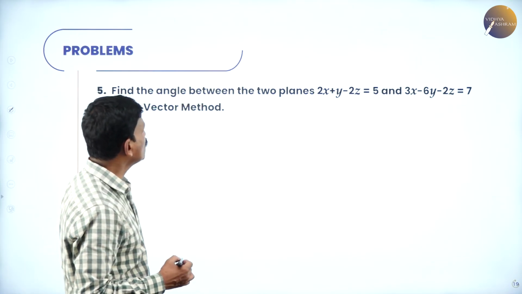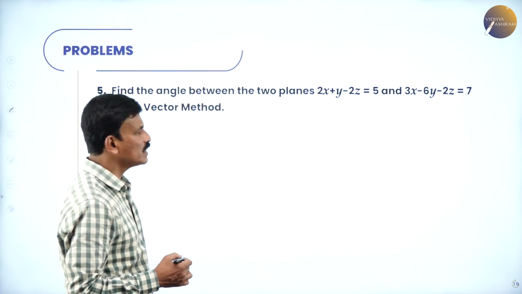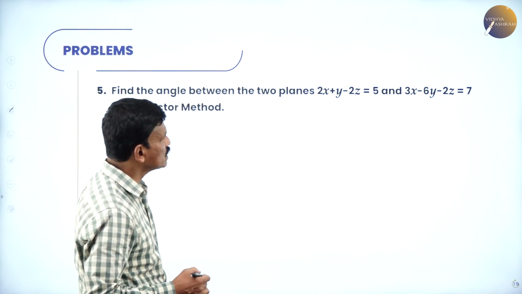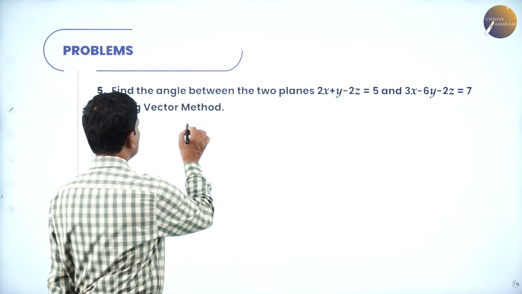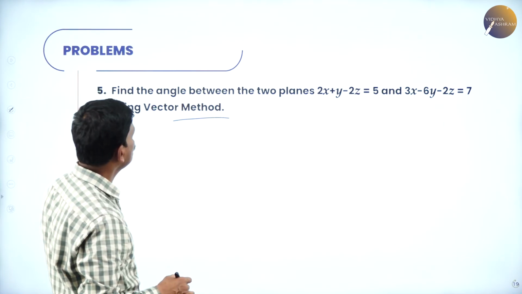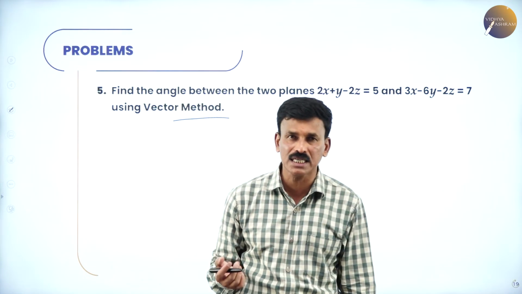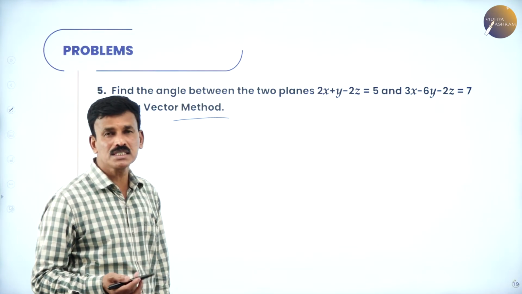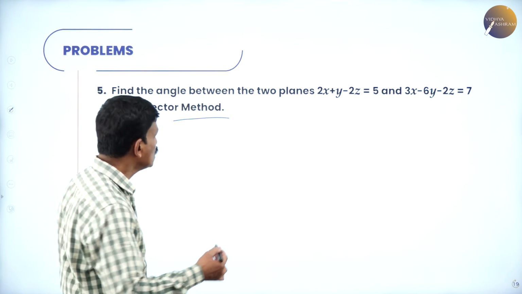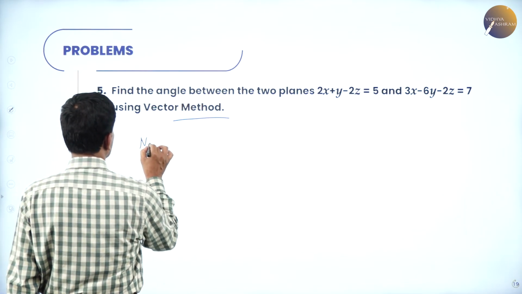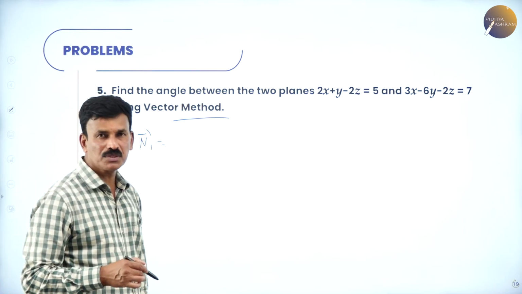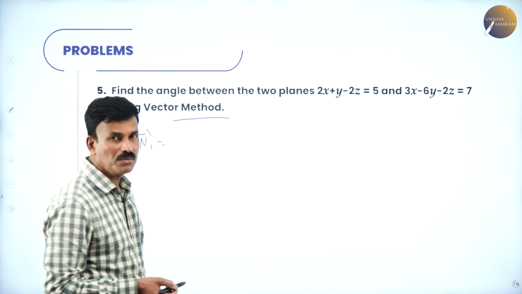Find the angle between the planes 2x plus y minus 2z is equal to 5 and 3x minus 6y minus 2z is equal to 7 using vector method. Find the angle between the two planes. So, we have to find the angle of intersection between the two planes. The angle between the two planes is nothing but the angle between their normals. Now, what is given here? This is the normal equation, vector r dot n cap is equal to d. So, find out the angle between their normals.